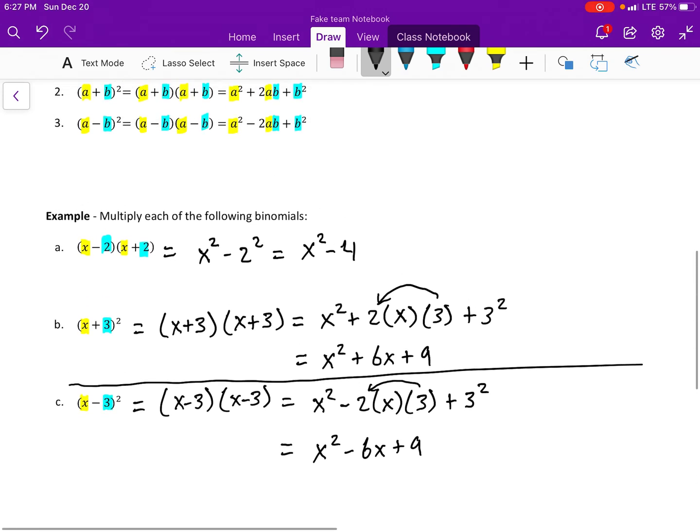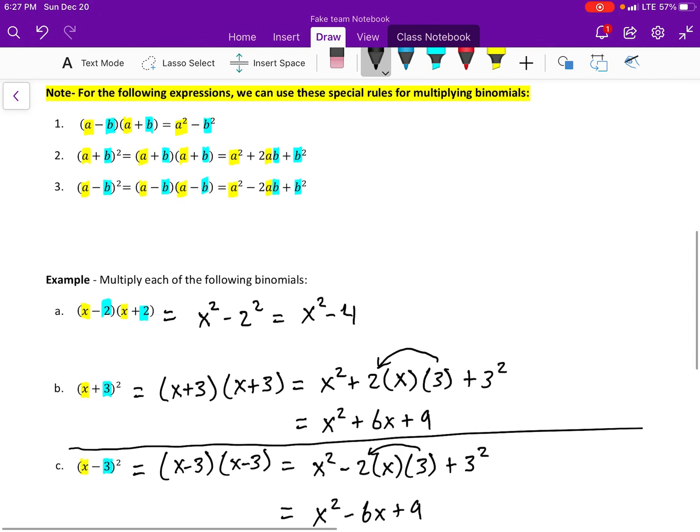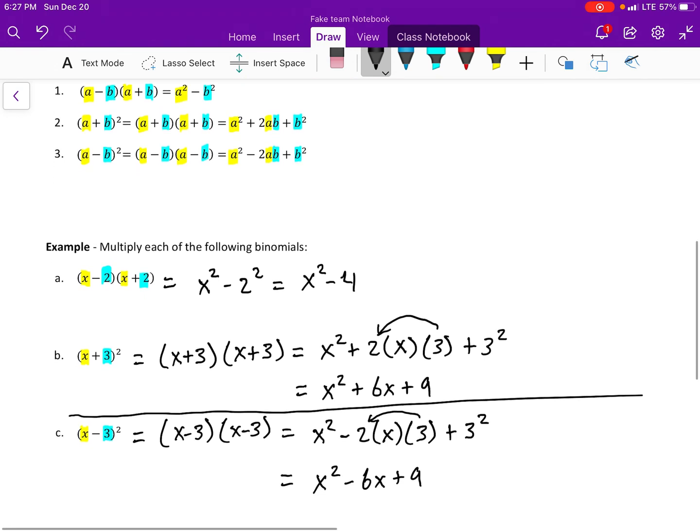And that's it. So again, you just want to make sure that you identify what is your a and what is your b, and then instead of using the FOIL method, you can use one of these special rules if they do apply.